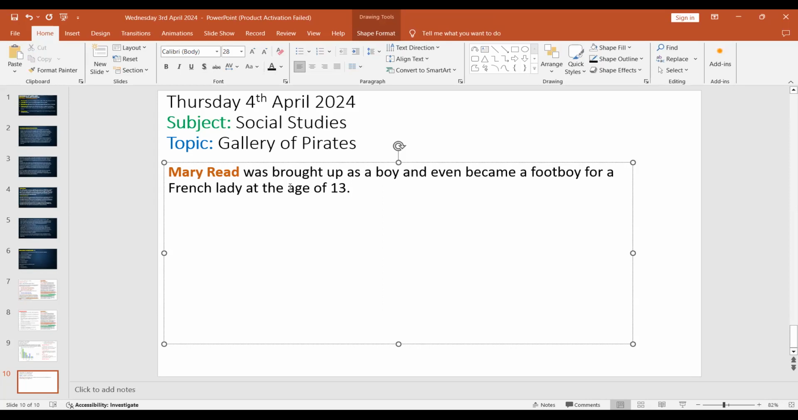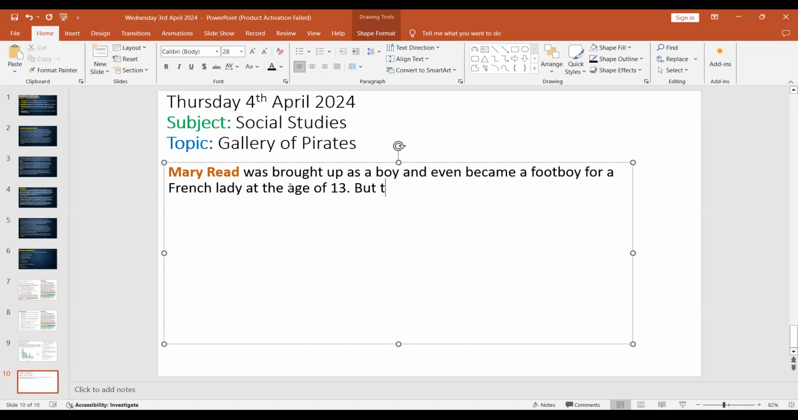She was brought up as a boy and even became a footboy for a French lady at the age of 13. So just like Anne Bonny, she dressed like a boy. But in the case of Mary Read, she was actually brought up as a boy. Kind of different from Anne Bonny, who obviously married a young sailor, right? But then she ended up getting into the life of piracy, and she ended up going with John Rackham. But Mary Read was actually brought up as a boy, so you could compare it to your modern-day tomboy. That's how Mary Read would be, right?